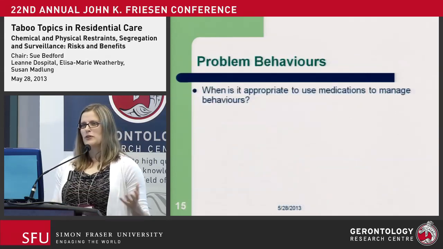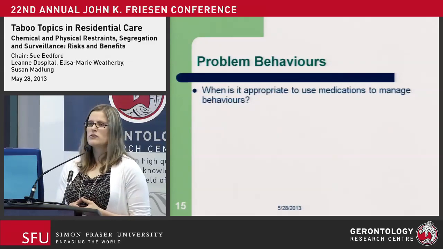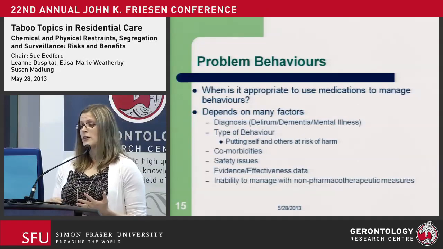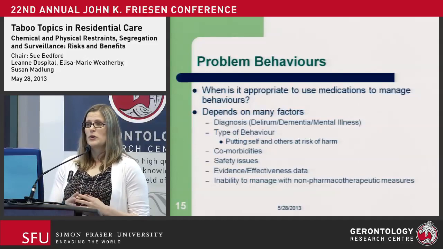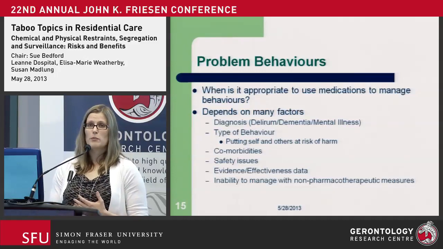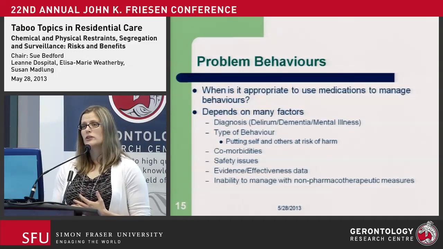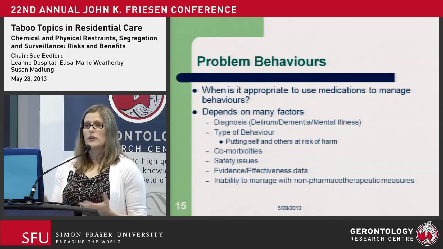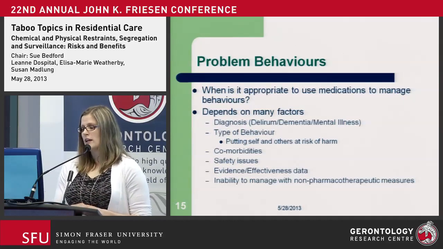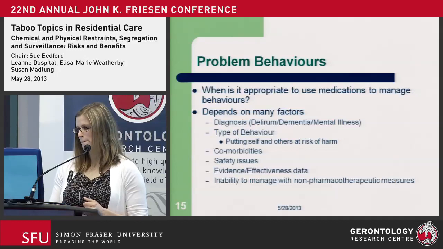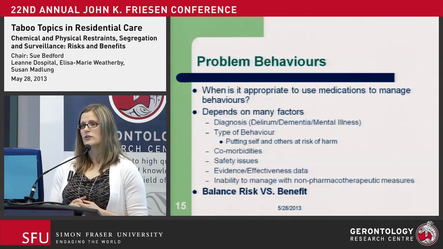So I'm not saying that you should never use medications to manage problem behaviors, but we need to know when it's appropriate to use them. So it depends on many factors. The diagnosis, you have to determine, is this a delirium, dementia, mental illness? We treat these things differently, or we might treat them the same, but we have to know what we're treating. You have to look at the type of behavior. Is this behavior actually putting someone at risk or others at harm? The comorbidities the patient has, and then look at the safety issues overall based on the drug data, the evidence for that medication, and have we tried other things besides the medications first? We have to balance the risk versus benefit every time.